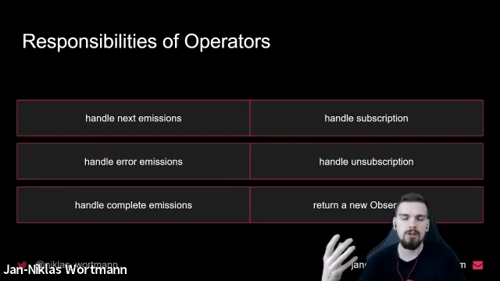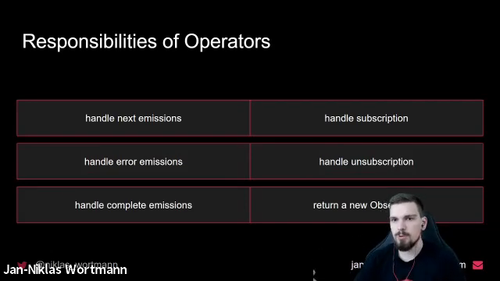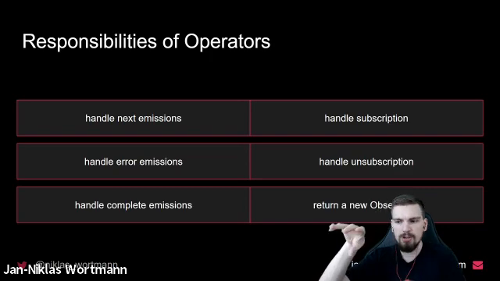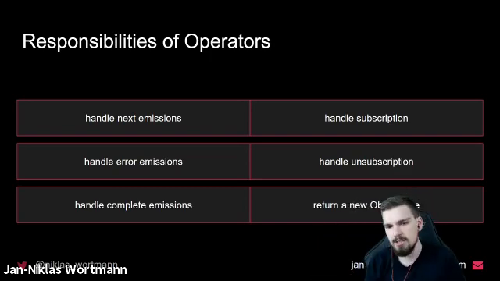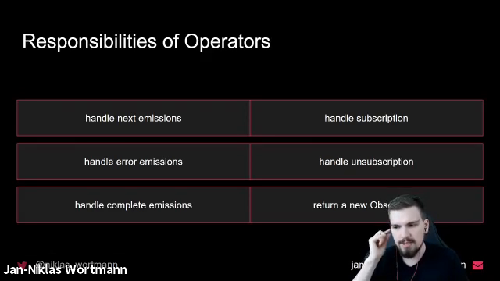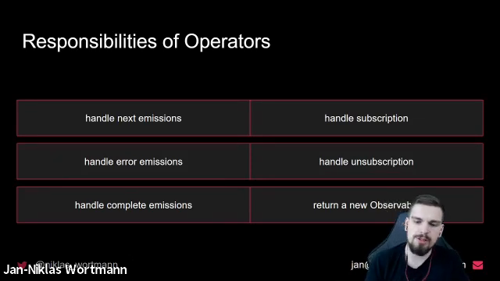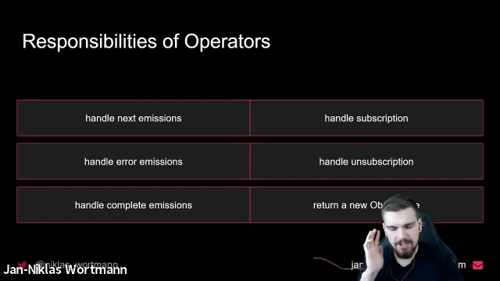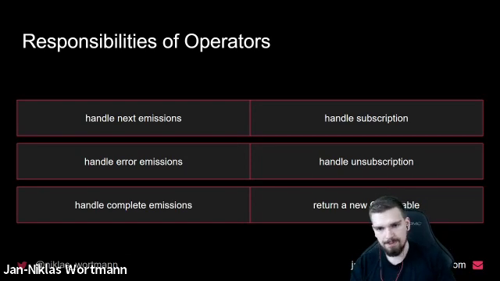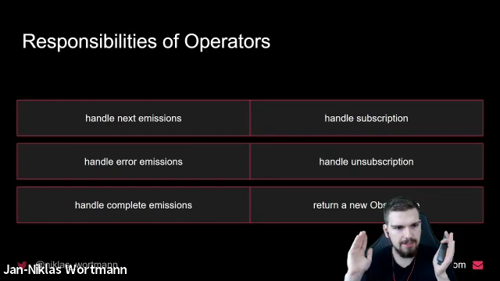So think about operators where you have an inner observable. Switch map, for example, is internally subscribing to the inner observable. Therefore, in case of an unsubscription, this operator needs to make sure that the inner observable is unsubscribed as well. And what is very important is that an operator returns a new observable. This is very important, so that you don't run into major issues with call by reference. Yes, these are the main responsibilities.